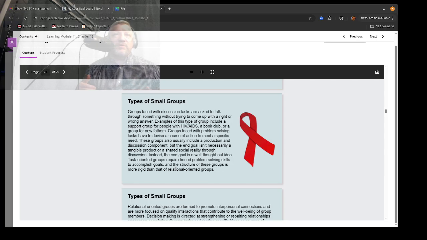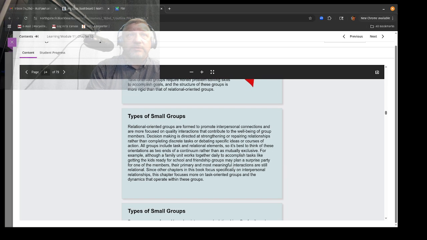Task-oriented groups are required to hone problem-solving skills and accomplish goals. And the structure of these groups is far more rigid than most relational-oriented groups. Now, relational-oriented groups are formed to promote interpersonal connections, and they're more focused on the quality of interaction that contributes to the well-being of group members. That's where we're talking about, okay, cancer survivors, things like that. Decision making is directed at strengthening or repairing relationships rather than completing discrete tasks or debating specific ideas or courses of action.